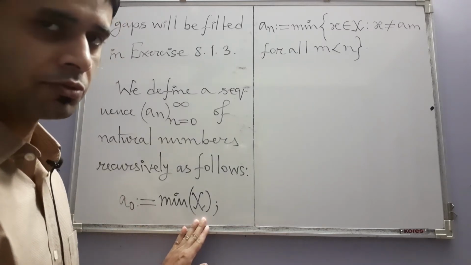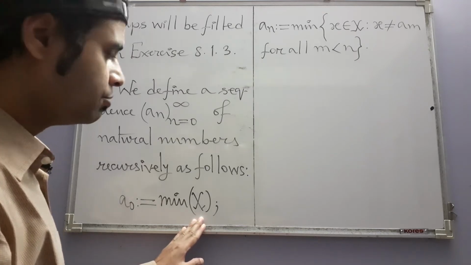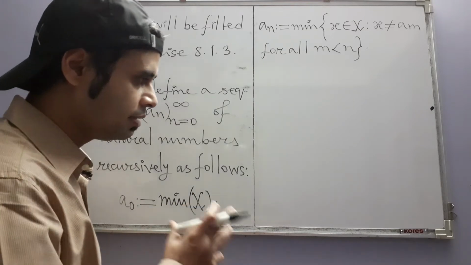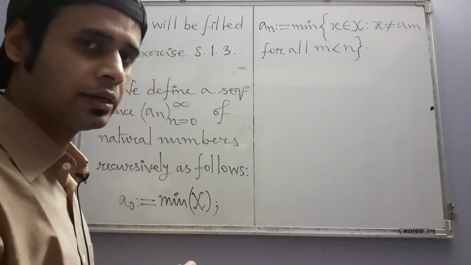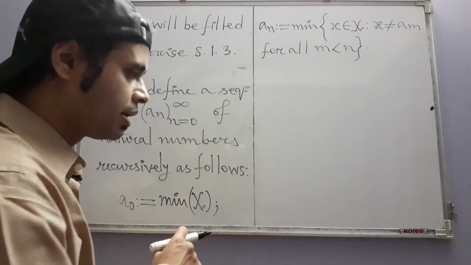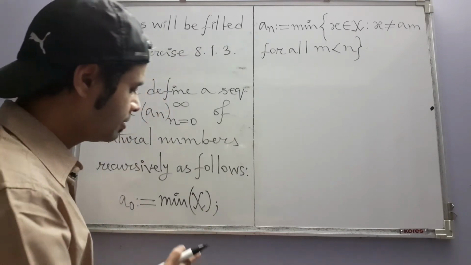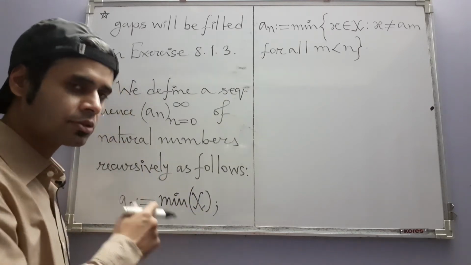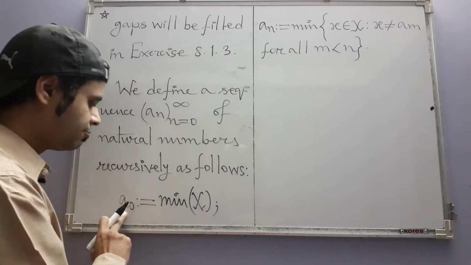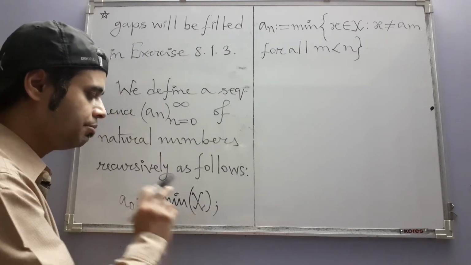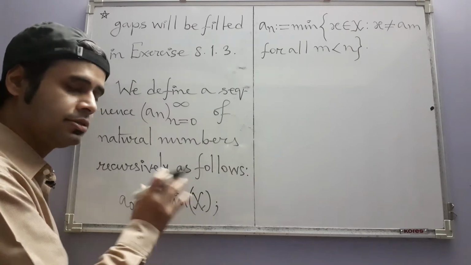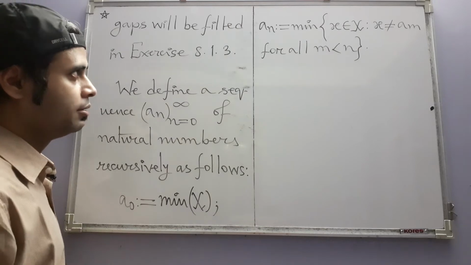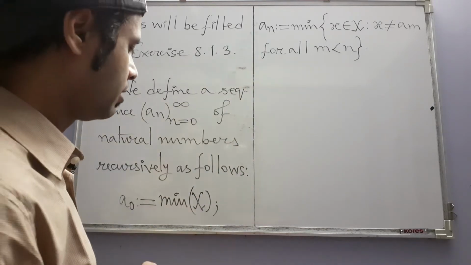We are writing minimum of x. Can we do this? Yes, we can, because x is given to be an infinite subset of n, and as such it's in particular non-empty also. So by the well-ordering principle, x has a minimum element, and that minimum element is of course unique, and that is defined to be a naught. So a naught is nothing but the minimum of x which exists and is unique. Fine. But what about this one, an, where n in fact is any natural number?